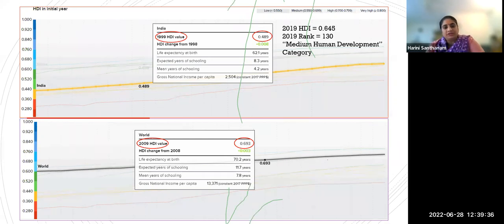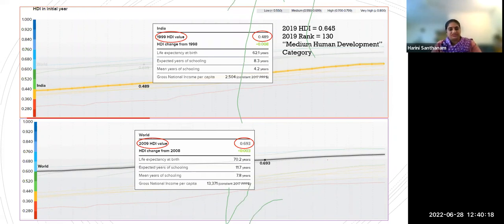Here you can see the three dimensions are mentioned. The life expectancy is around 62 years. The expected years of schooling is 8.3 years, and for mean years of schooling, every person has been educated at least 5 years in their lifetime. And the gross national income, or GNI per capita, is 2,504. So these factors together determine our ranking, and India in 2019 stood at 130, which corresponded to the medium human development category. But in the world, the mean itself is 0.693 for the whole globe.